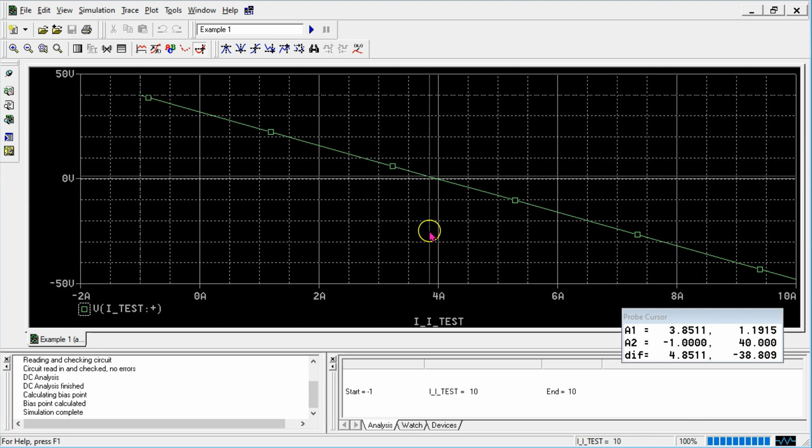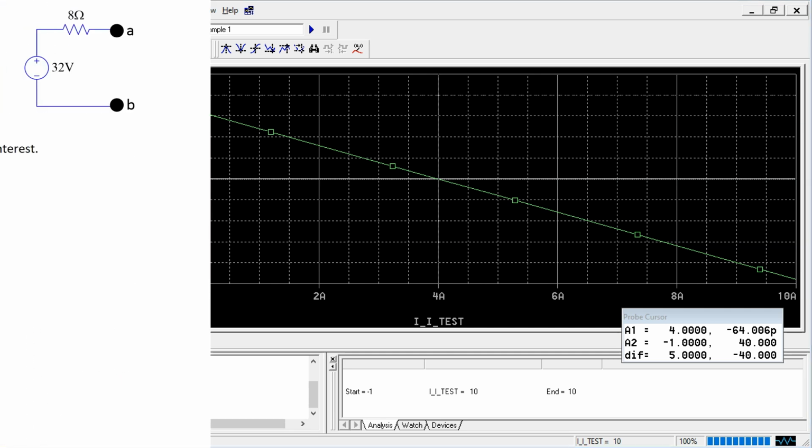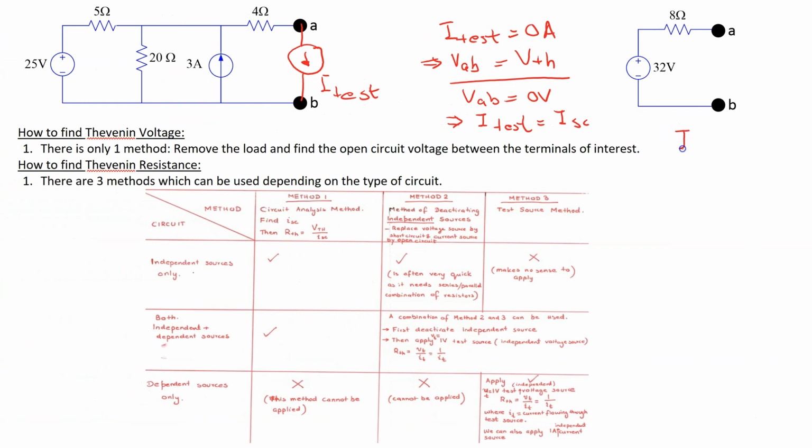Also, when we find the value when the voltage is 0 volts, this corresponds to a short circuit between the terminals of interest, and then the test source magnitude, which is 4 amps, gives us the short circuit current. Using PSpice, we have shown that I short circuit is 4 amps and V Thevenin was found directly as 32 volts. Therefore, the Thevenin resistance is equal to 8 ohms as expected. So this shows how to use PSpice to find the Thevenin parameters for a circuit containing independent sources only.